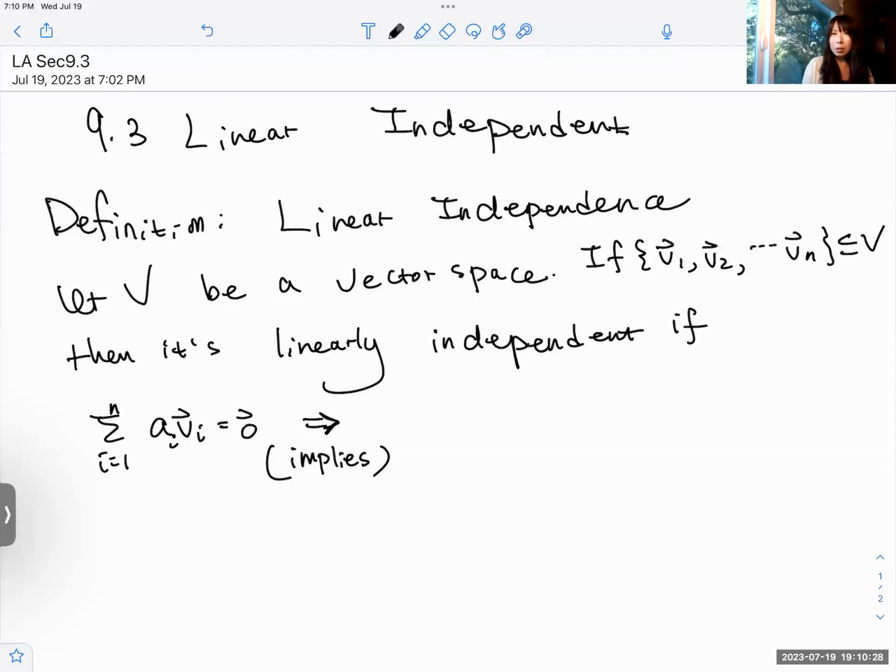All right, so 9.3 linear independence. Let me write down the linear independence definition. Let V be a vector space. We had a vector space yesterday. There are 10 axioms, right? So we have closure under addition and scalar multiplication. And we learned this notation yesterday. This means a subset of V, right? It means that V is here and the subset is a small part of V, right?